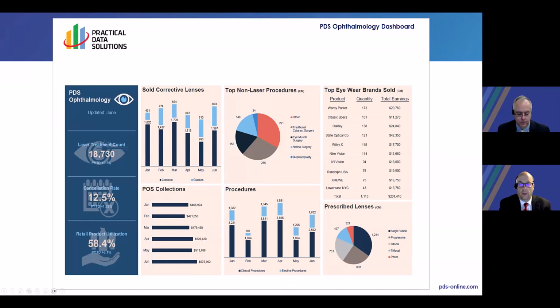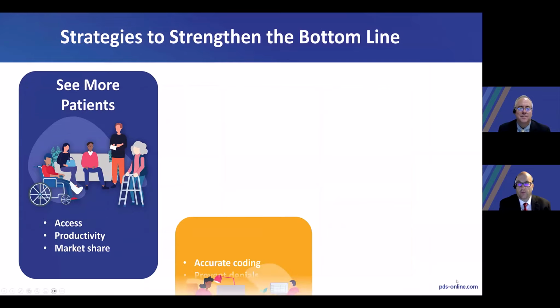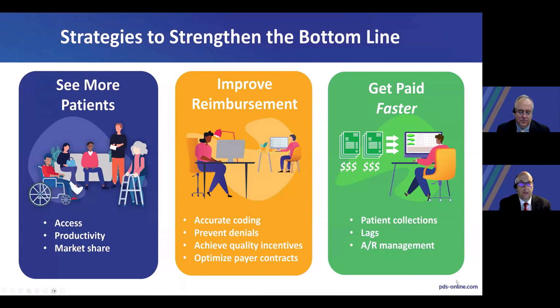I know a long time ago when I was in business school, they talked about if you're trying to grow revenues or strengthen your bottom line, there are three ways you can do it. You can increase volume, or in our case, we can see more patients. You can increase your prices or improve the reimbursement like we do in healthcare, or you can get paid faster. And I think that's one that people don't pay a lot of attention to. But strengthening the bottom line is really key, because in order to have a practice, we need to be financially viable.